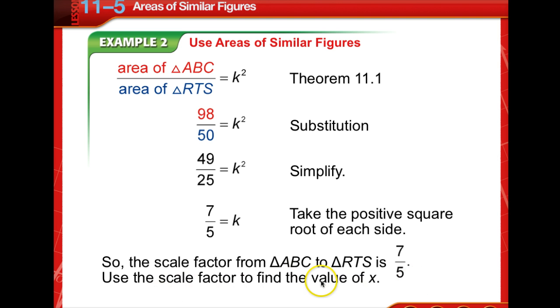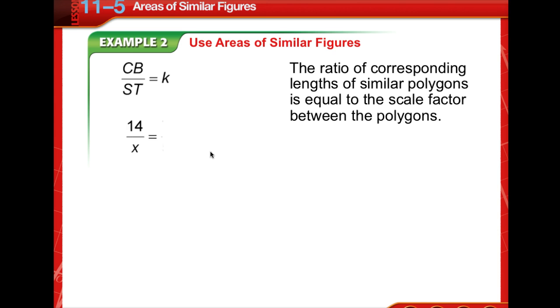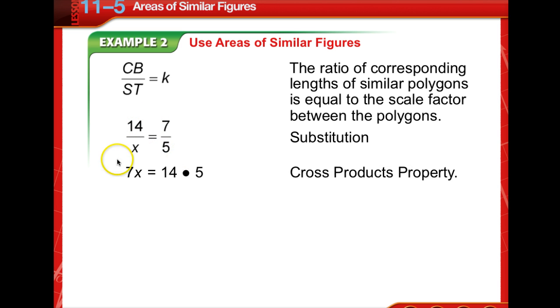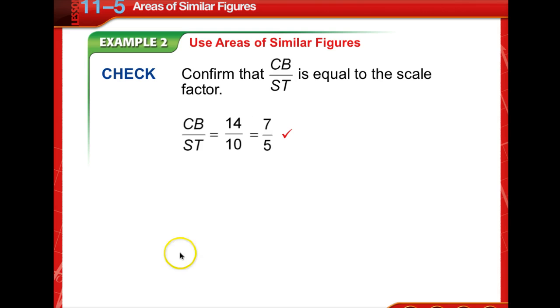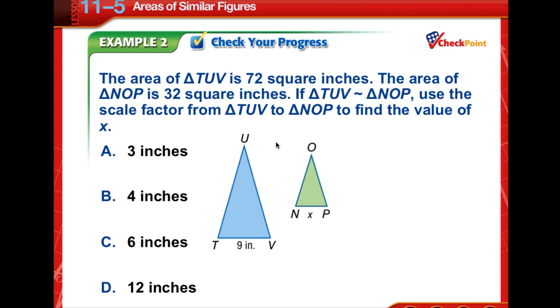Now we're going to use the scale factor to find the value of x. 14 relates with 7, so 14 over x is equal to 7 over 5. Cross multiply and solve for x. So the value of x is 10. You can confirm that CB to ST is equal to the scale factor. Since you got 10 for ST, is 14 over 10 actually 7/5, and yes it is. So that one checks. Now it's time for you to check your progress. So pause the video, work the problem, then come back and check your answer.